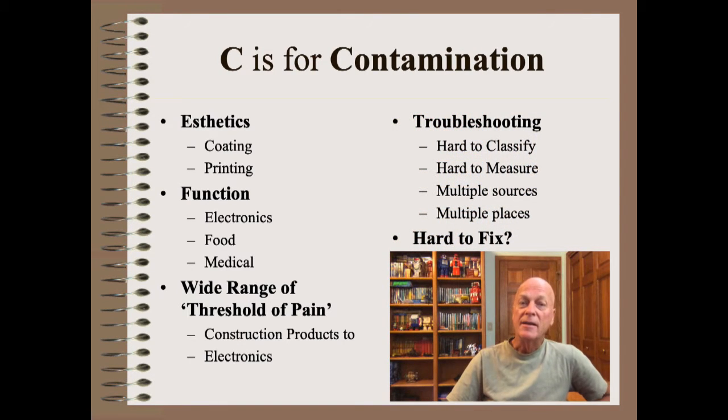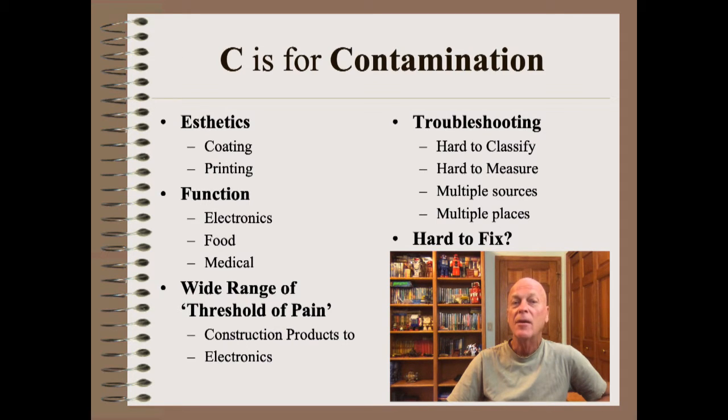So, while the need is clearly there, troubleshooting can be challenging. Contaminants may be hard to classify and hard to measure, making it challenging for QA and process engineers alike to know whether they're making progress. Also, there are likely multiple sources of contamination coming from multiple places. Finally, it may be difficult to fix even when the source is identified.